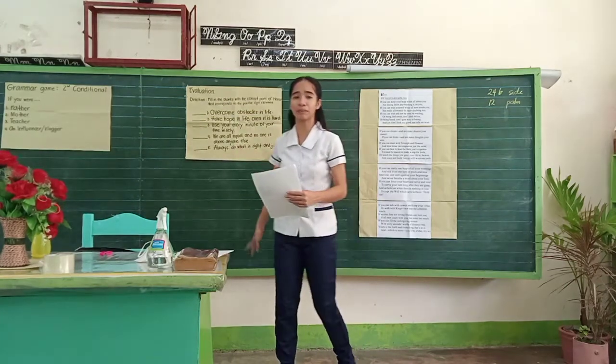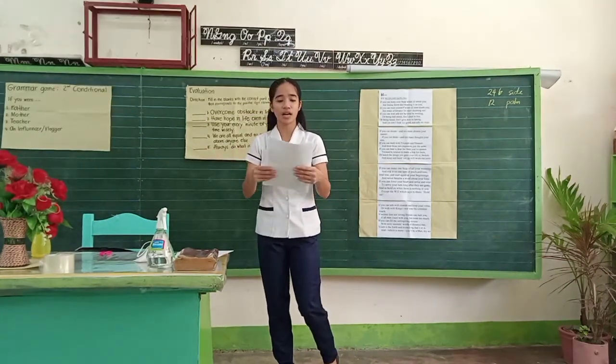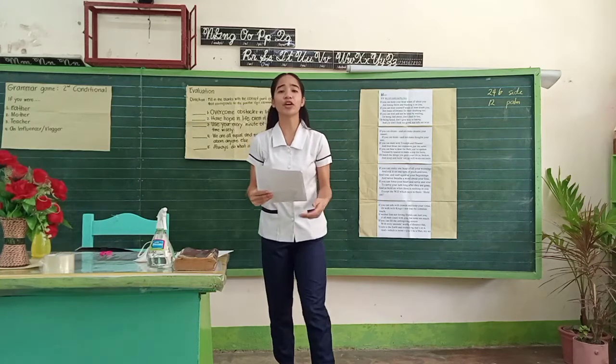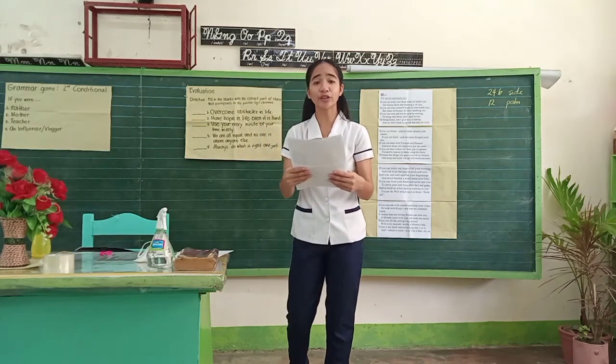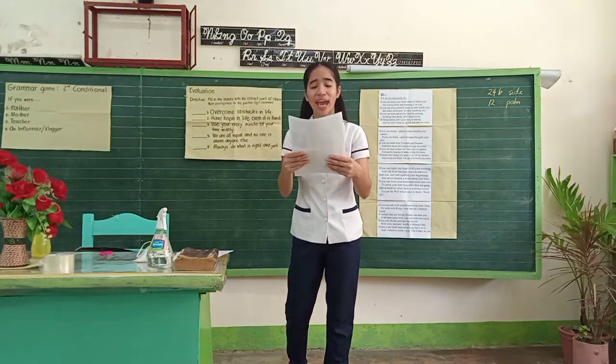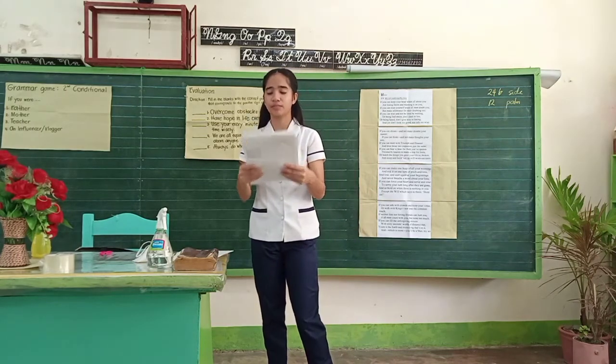Kindly pass your paper to the center aisle. And for your assignment, write your own poem giving advice to someone who means a lot to you. Your poem will be composed of 2 stanzas with 8 lines each. Be sure to have a positive sign in every line of the poem. Put it on one whole pad paper.